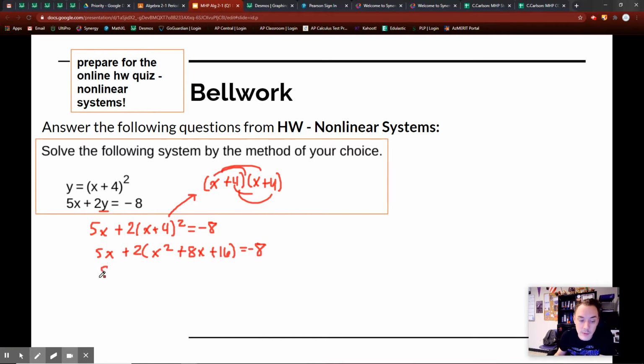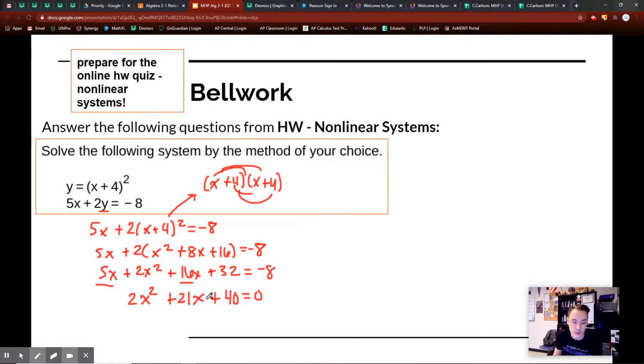Sweet. So when I start multiplying this stuff out, I get 2x squared plus 16x and then plus 32 equals negative 8. Okay? And then these two together, so this is 2x squared, and this is going to be plus 21x, and then I add the 8 over, what I have is plus 40 equals 0. Okay, so this is a quadratic. This is what I have.